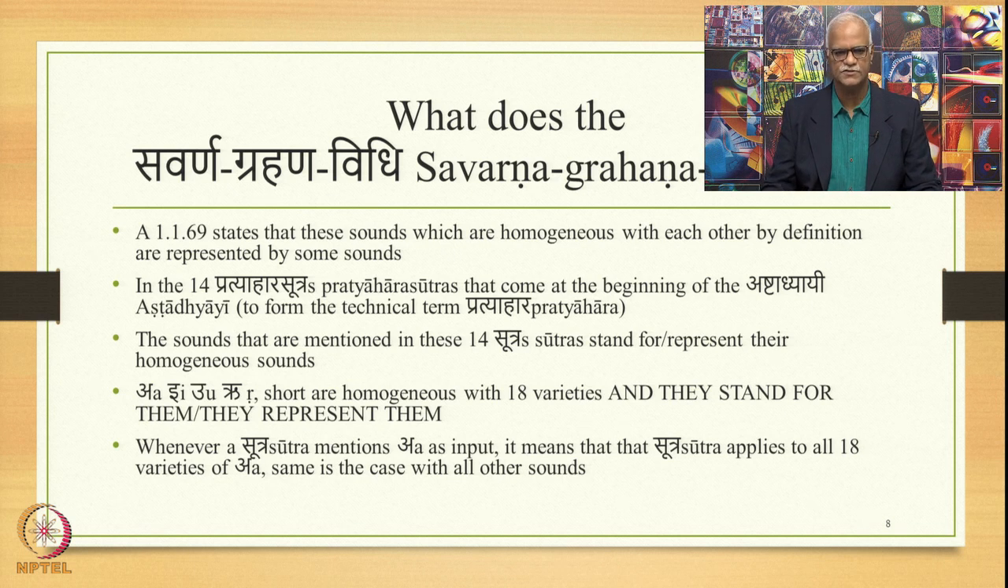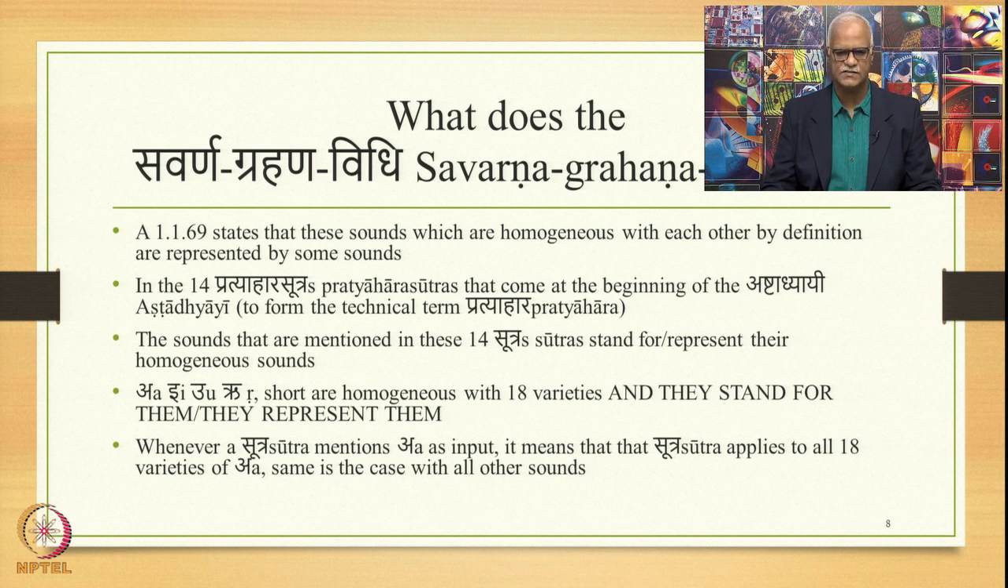To put it in other terms, a, i, u, ru, short vowels, are homogeneous with 18 varieties and they stand for them, they represent them. Even though the other varieties are not mentioned in these 14 sutras, the ones that are mentioned represent all those 18 varieties. What this means is that whenever a sutra, for example, mentions a as an input, it means that that sutra applies to all 18 varieties of a, because a stands for all 18 varieties of a.